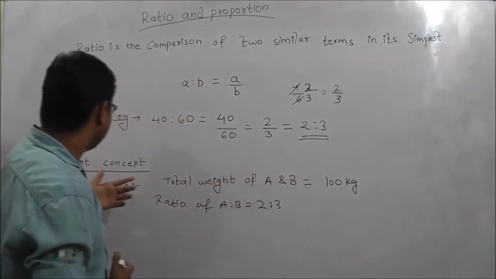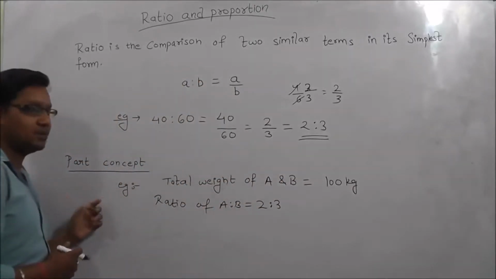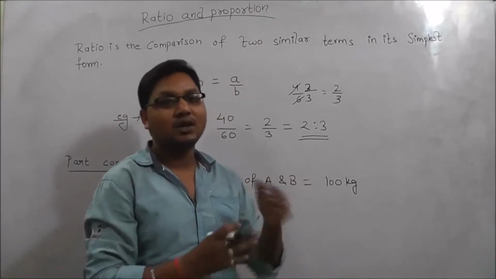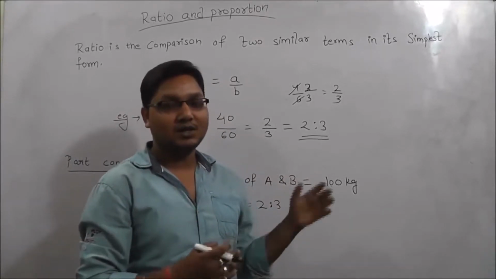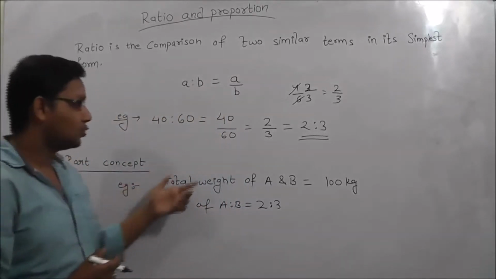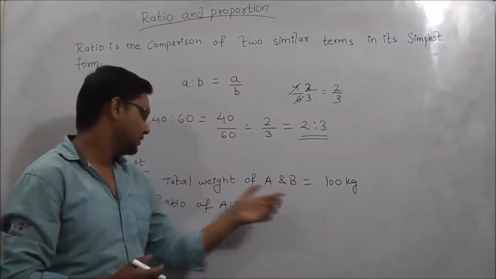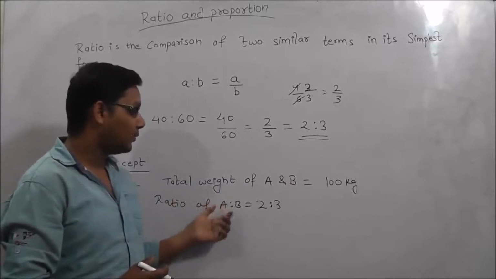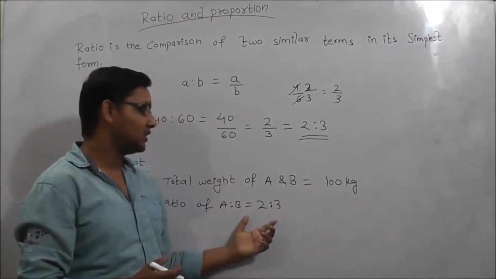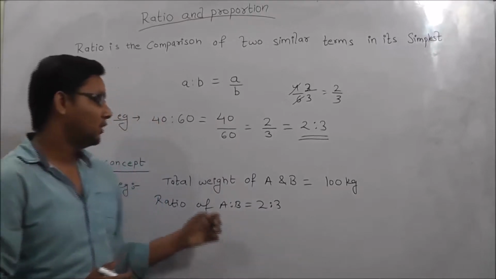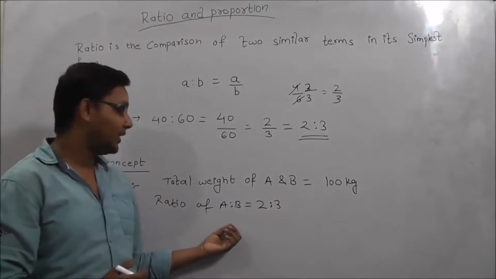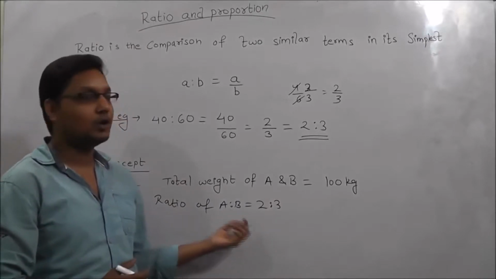Let us now see the part concept. To solve all the questions of ratio and proportion, we will use the part concept. So let us learn what the part concept is. Suppose the total weight of A and B is 100 kg, and the ratio of A and B is given as 2 is to 3. Total weight and ratio are given. What will be the individual weight of A and B? We have to find the individual weight of A and B.